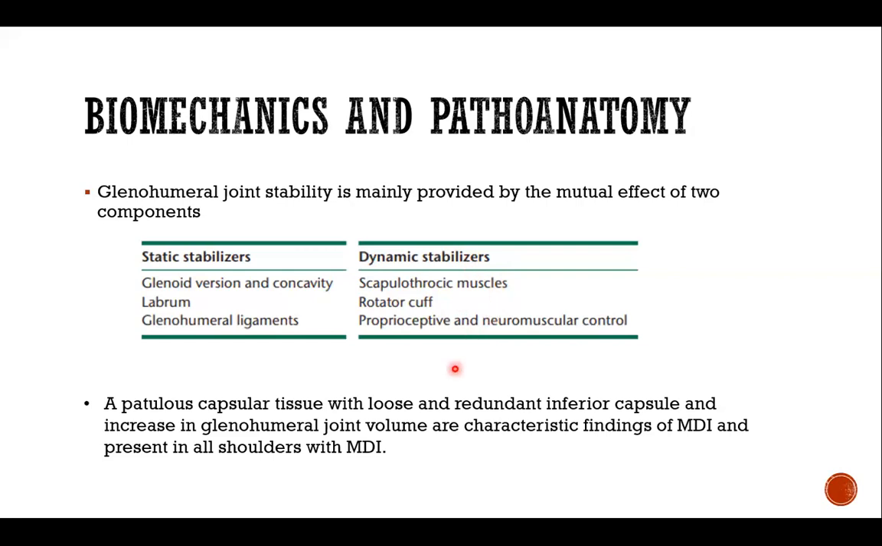The patulous capsular tissue, with a loose, redundant, inflamed capsule, will cause a voluminous increase in the joint, and these are characteristic findings in MDI, present in almost all cases. The coordination is ensured by the concavity compression mechanism, as explained in the previous talk, which is usually provided by the rotator cuff during motion. It also depends on correct positioning and version of the scapula, and therefore the glenoid, with the effect of all the scapular muscles, the scapulothoracic muscles, and neuromuscular proprioceptive control.